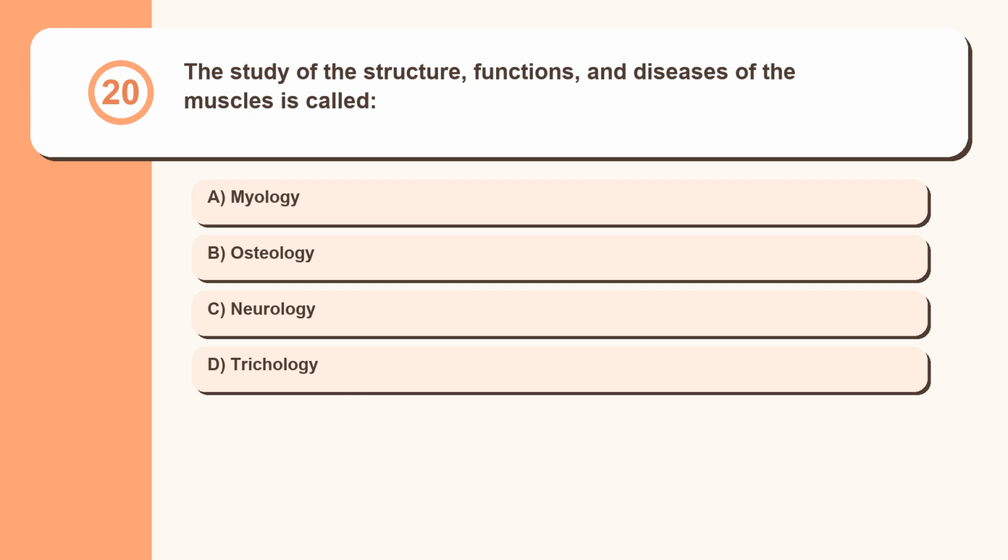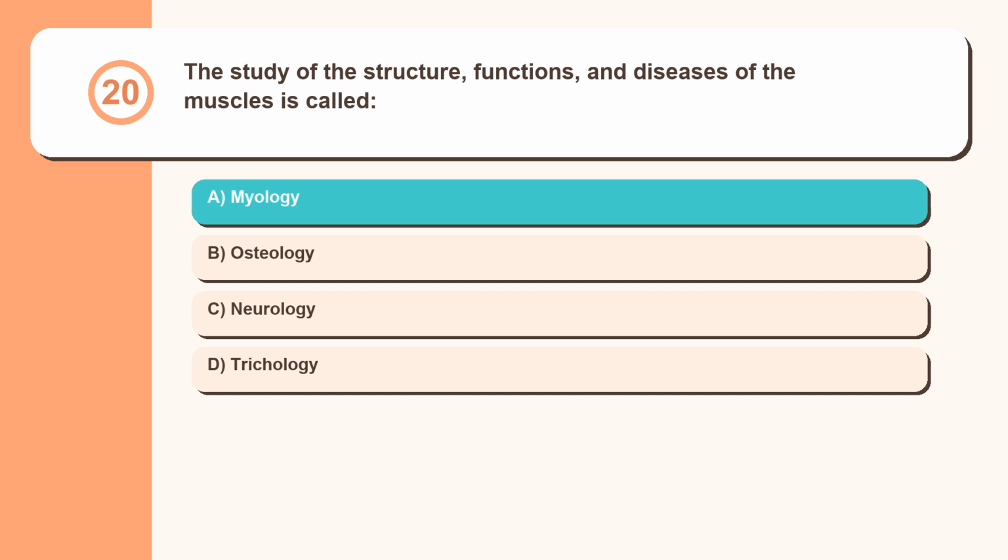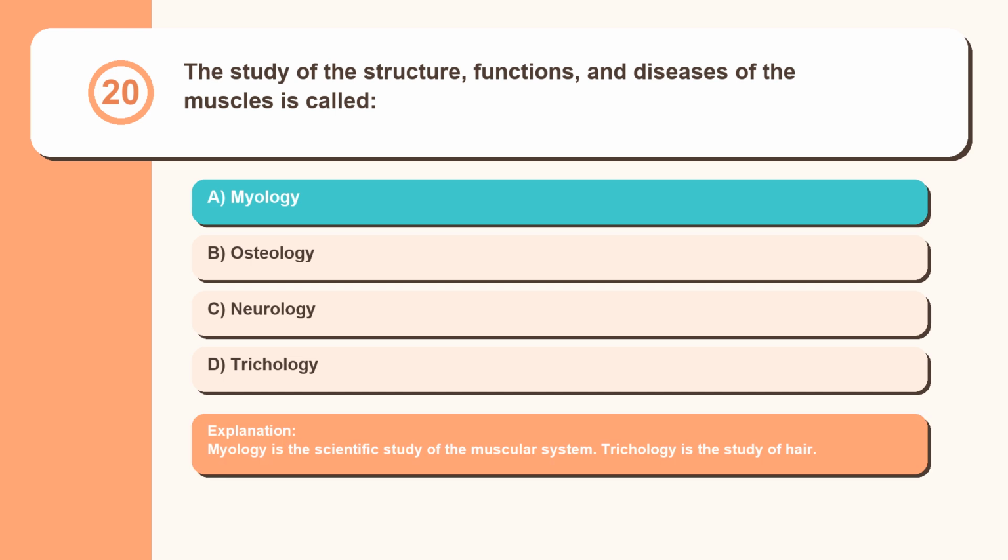Question 20. The study of the structure, functions, and diseases of the muscles is called myology, osteology, neurology, trichology. Myology is the scientific study of the muscular system. Trichology is the study of hair.